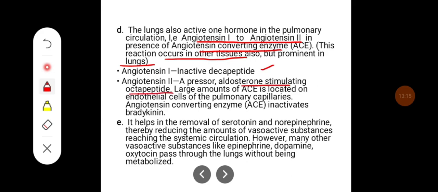Large amounts of angiotensin converting enzyme are located on the endothelial cells of pulmonary capillaries. Angiotensin converting enzyme inactivates bradykinin. It helps in the removal of serotonin and norepinephrine, thereby reducing the amounts of vasoactive substances reaching the systemic circulation. However, many other vasoactive substances like epinephrine, dopamine, and oxytocin pass through the lungs without being metabolized.